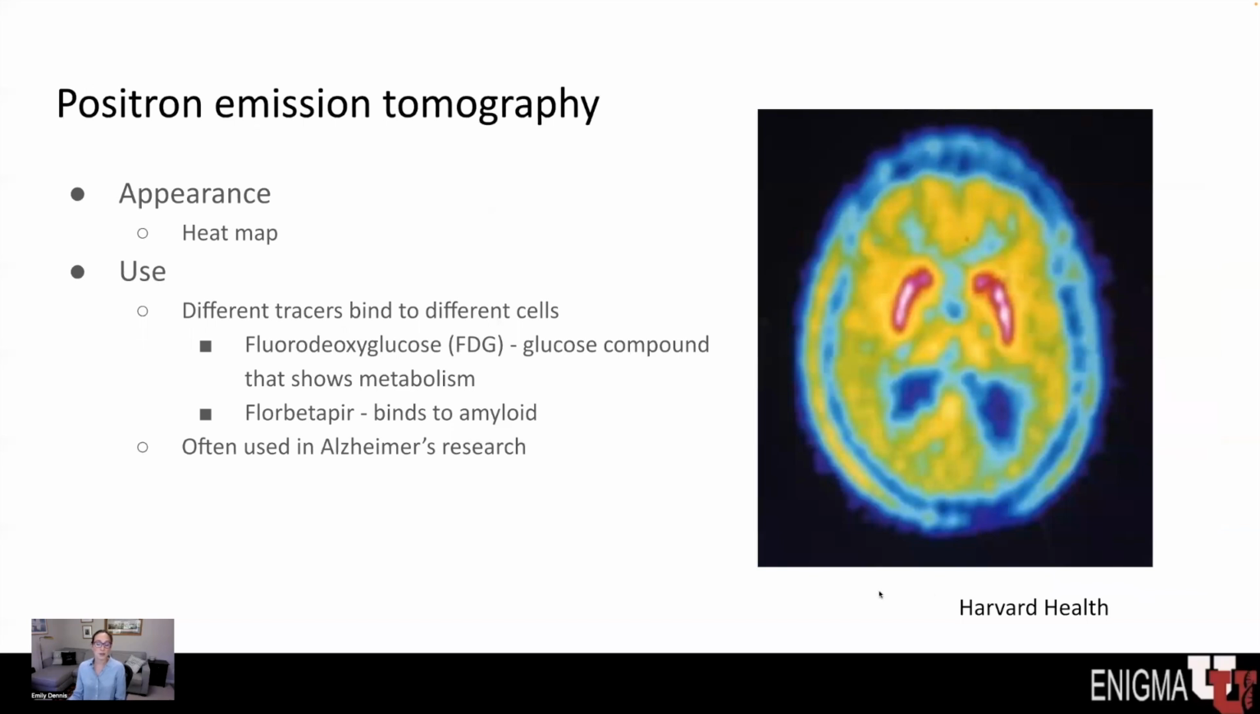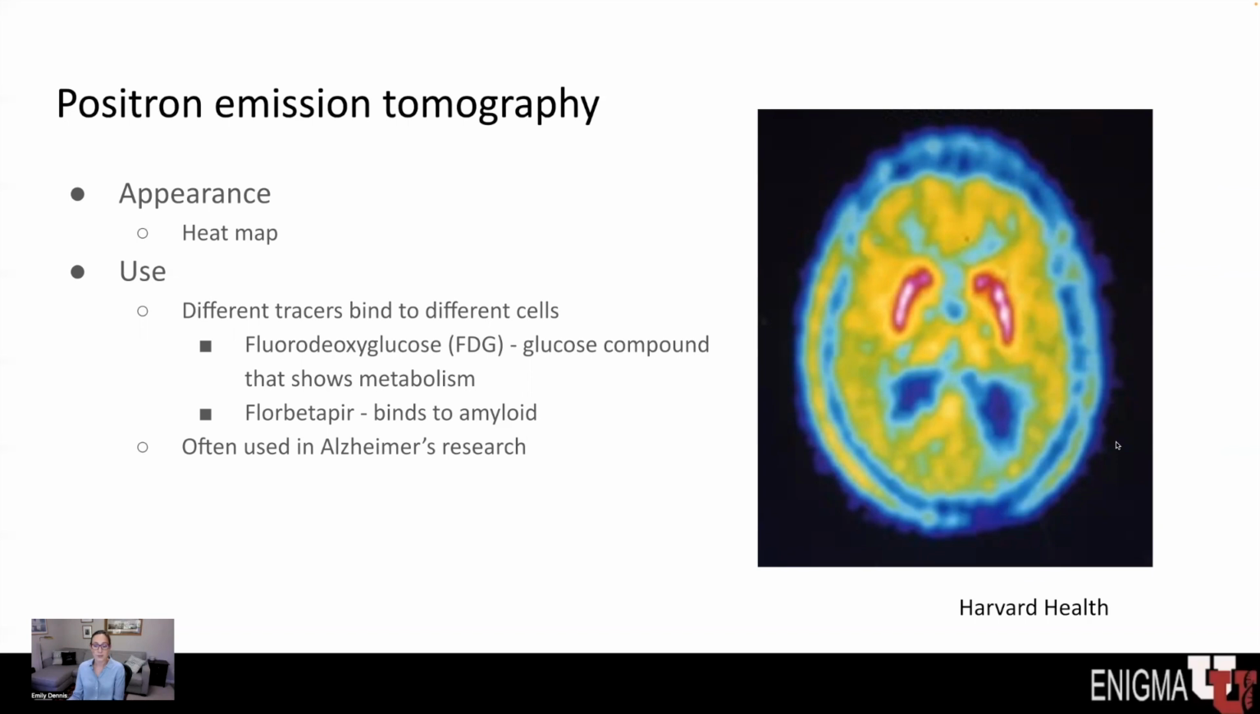Positron emission tomography. This one, generally what we look at is a heat map like this. And the way that this one works is a person who's undergoing a PET scan is injected with a radioactive dye. It's a very small dose of radiation, but a radioactive dye that can bind to different types of cells depending on what tracer is used.